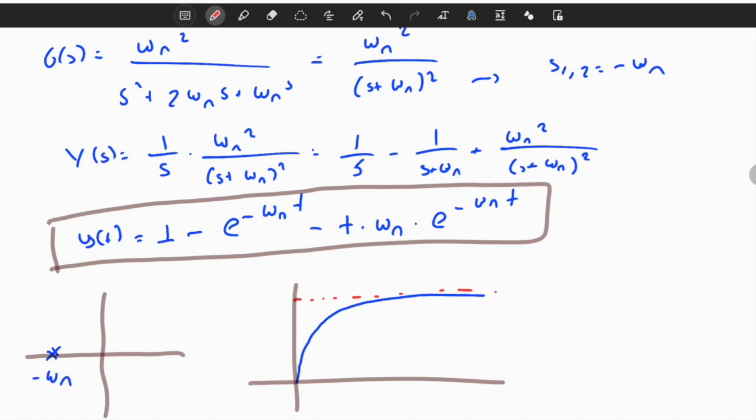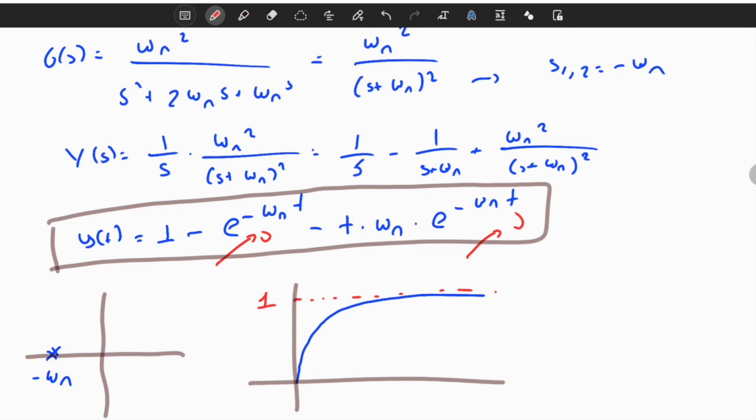And the steady state value is equal to 1. Okay, so this is the critical damp case. So this is 1, it's constant. And we know that as time goes to infinity, this will go to 0, and this is also going to 0.